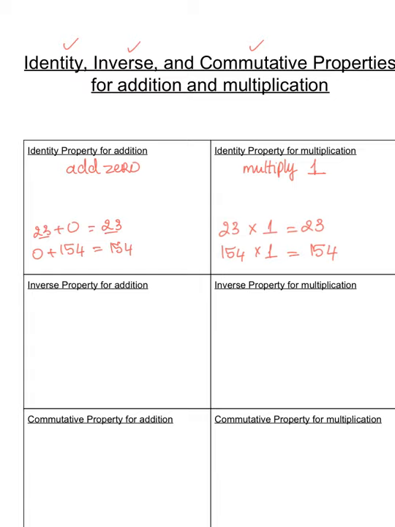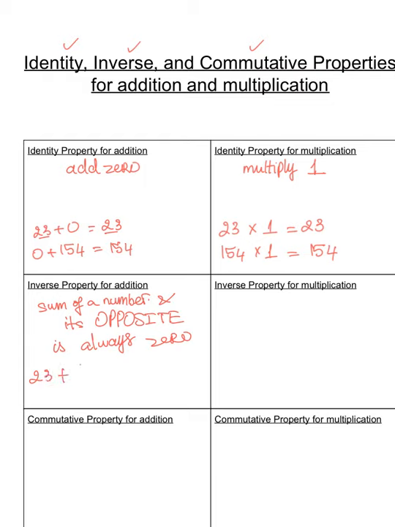Let's start with addition. It is the sum of a number and its opposite. The answer is always 0. All right, let's see. If I have number 23 and I add with an opposite number of 23, which is negative 23, the answer is 0. If I have number 154, I add with the opposite of 154, negative 154, my answer is still 0.